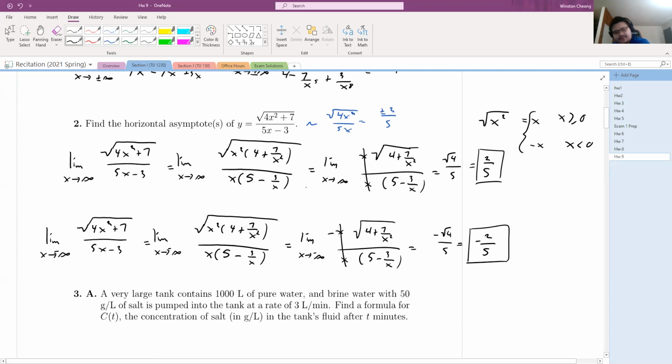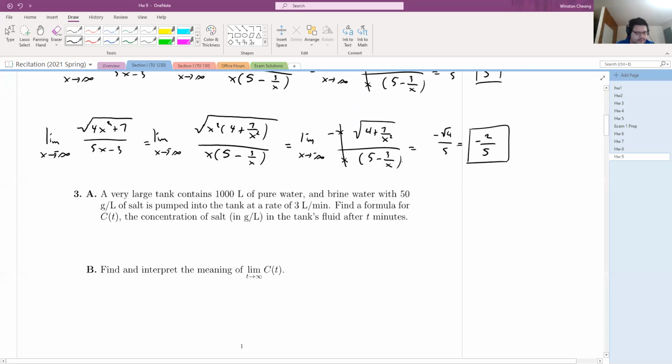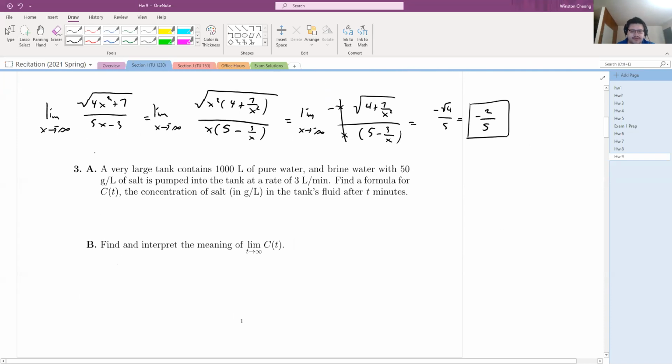Okay. What's next? 3. So the first thing is to write a formula. That's obviously the most important step. Otherwise, everything else is wrong. So we're going to write a formula for concentration. We have brine water at 50 grams per liter of salt pumped into a tank at a rate of 3 liters per minute.